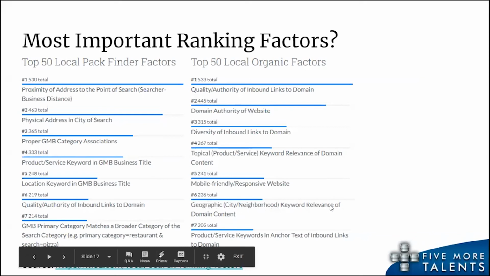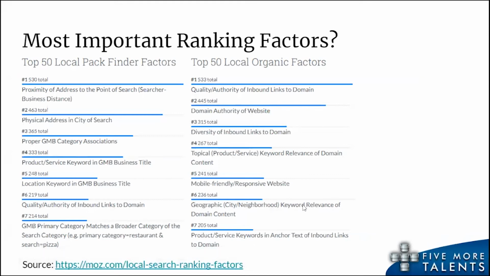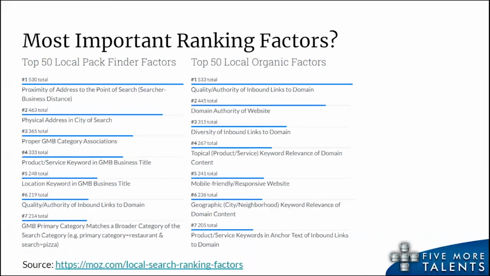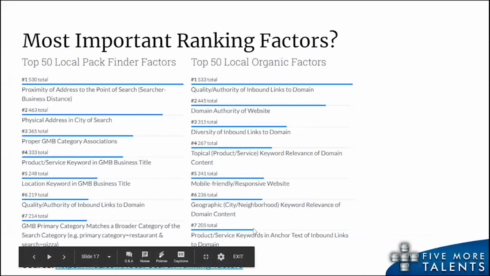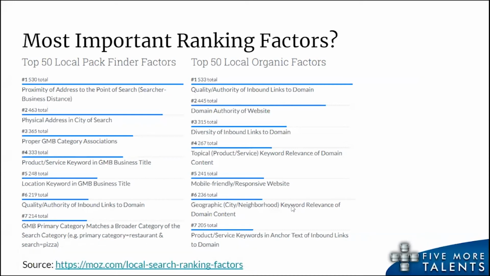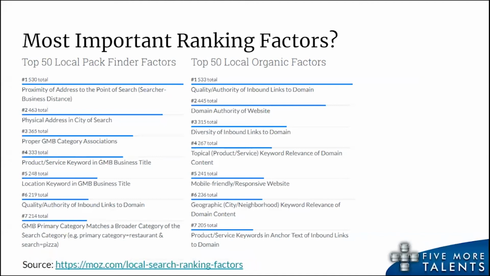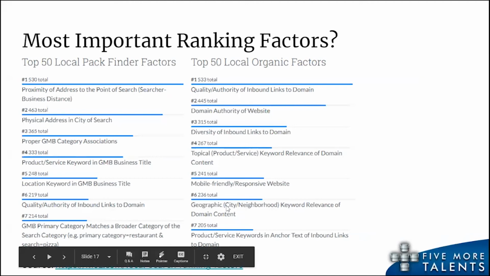So geographic, city, neighborhood, keyword relevance of domain content. So in this case, it would be, does the website talk about your community? Does it list the name of your community? That kind of thing. If it doesn't mention that, Lake Susie, Florida, or Stanton, Virginia, or Modesto, California, or whatever it is, that's going to make a difference.